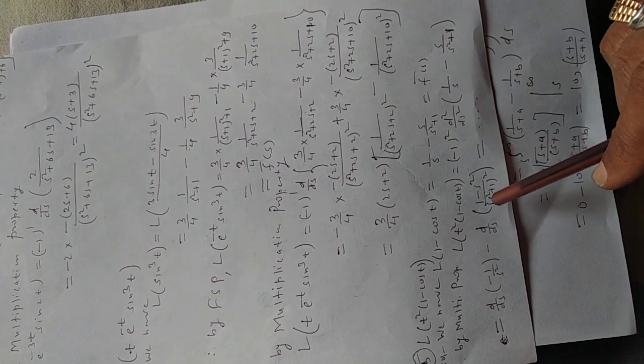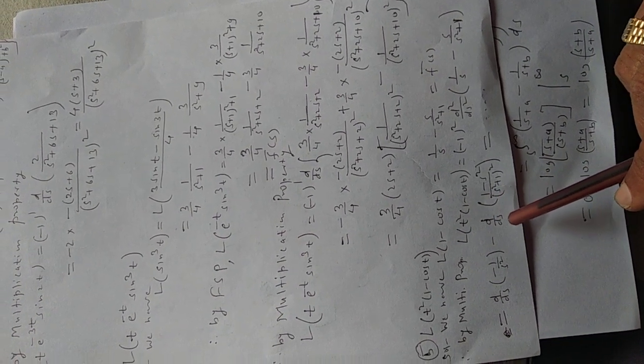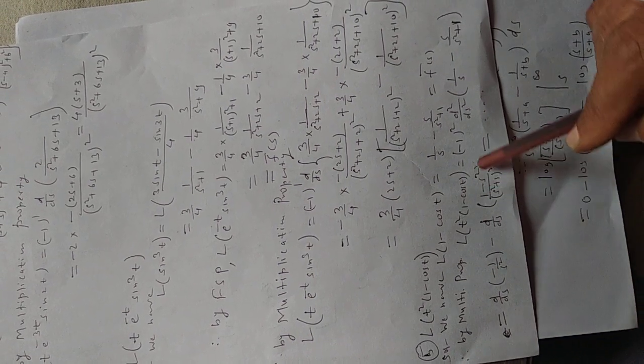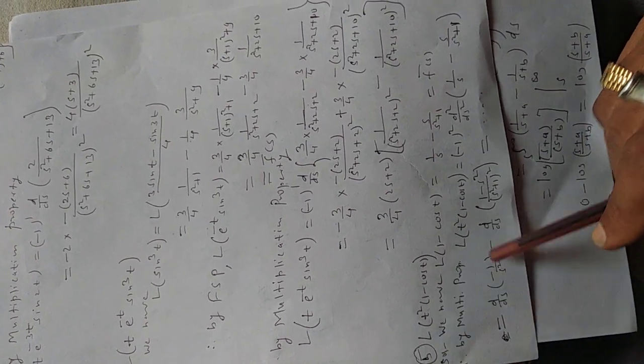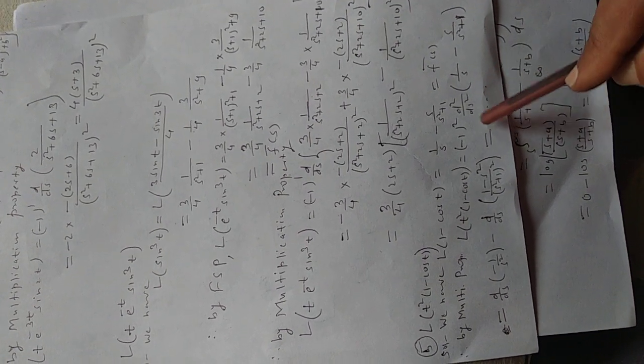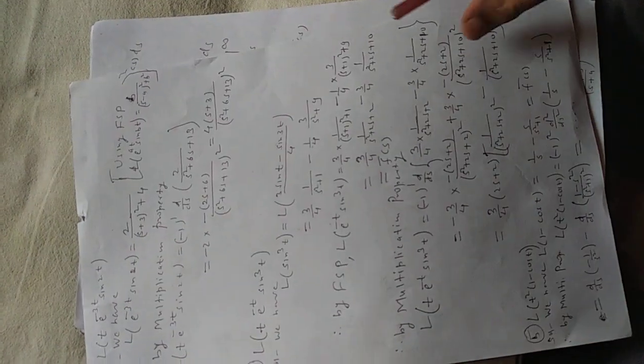So d by ds of, derivative of 1 upon s is minus 1 upon s square, and minus derivative of s upon s square plus 1 is 1 minus s square upon s square plus 1 bracket square. So again you have to find the derivative of this and derivative of this. So that I will leave for you as homework. So you complete this example by writing the last step so that you understand how to find the derivative also.